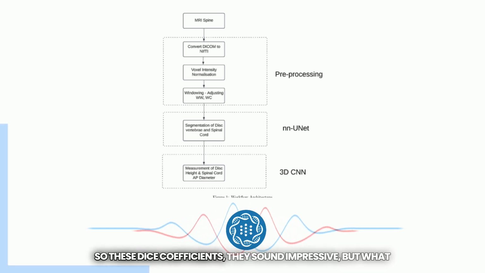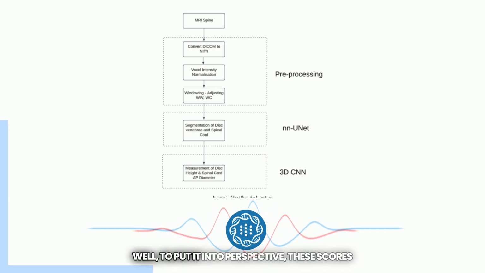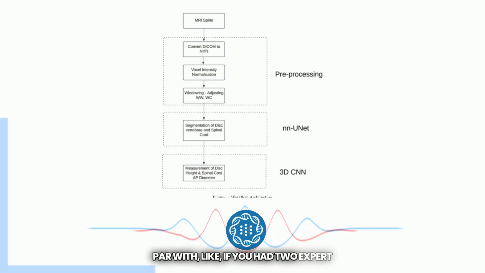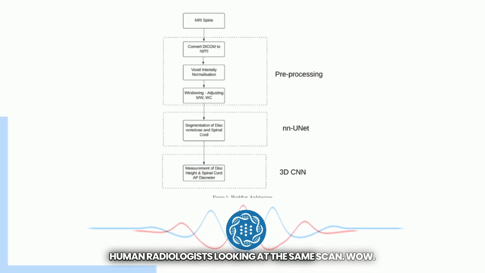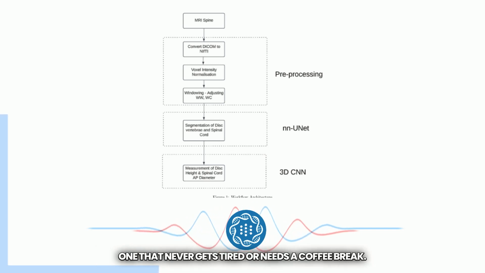So these dice coefficients sound impressive, but what do they actually mean in the real world? How accurate are we talking? Well, to put it into perspective, these scores suggest that the AI is pretty much on par with two expert human radiologists looking at the same scan. Wow, so it's basically like having another expert on hand, but one that never gets tired or needs a coffee break? Exactly.